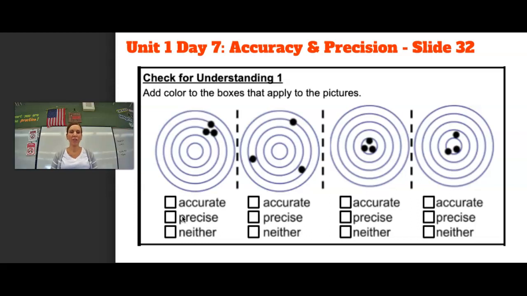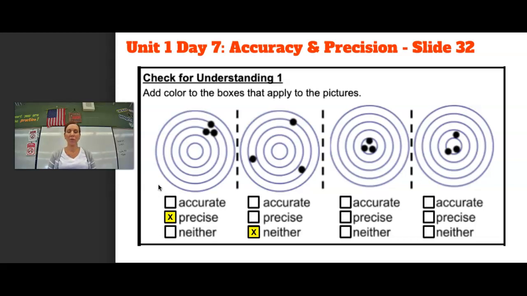So if we take a look at this first bullseye, we can see that our arrows have clustered really close together, but they did not hit that center. So we would say that this is not representing accuracy because we didn't hit the bullseye, but we can say that it is precise because those arrows all hit the same general area on the target. Then if we take a look at the next one, we can see that none of those arrows hit near one another, nor did they hit the center of the target. So we would say that this one is neither accurate nor precise.